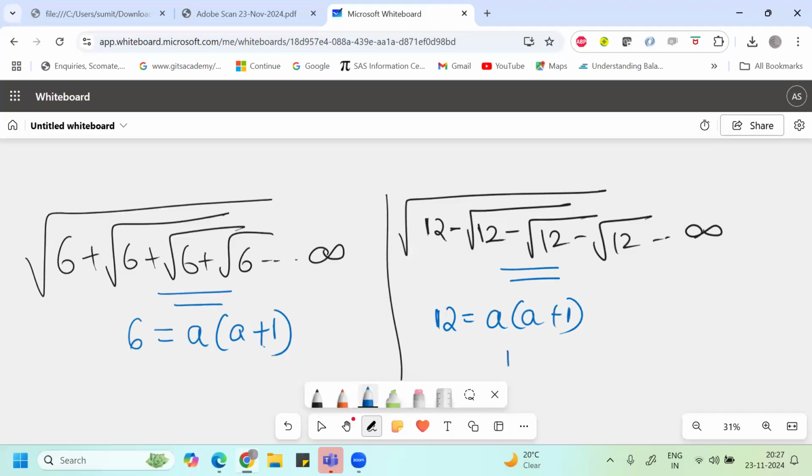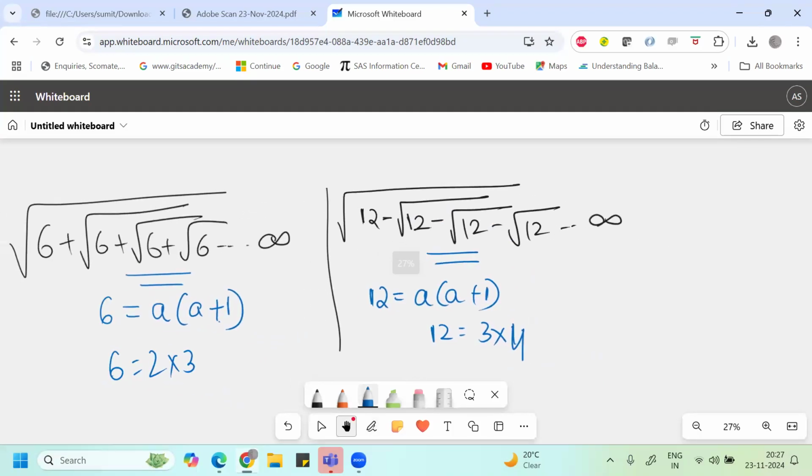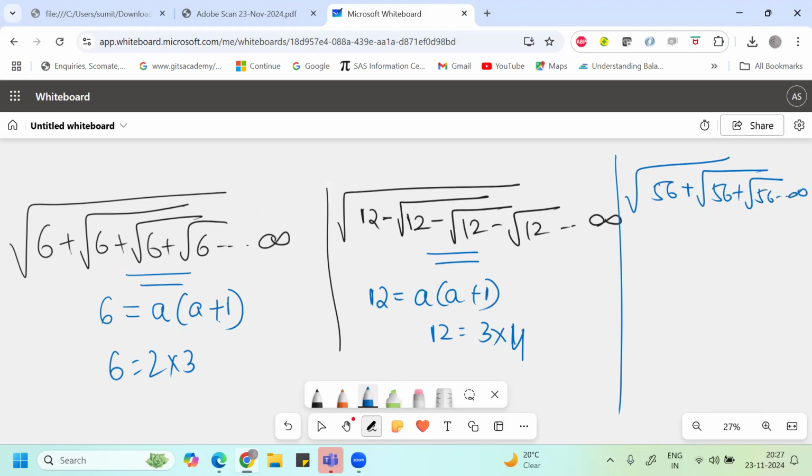This form means 12 is equal to 3 into 4, and 6 is equal to 2 into 3. And imagine if I ask root of 56 plus root of 56, like this to infinity. Then 56 is equal to 7 into 8. In a question like this, the value given inside the square root is the product of two consecutive numbers.